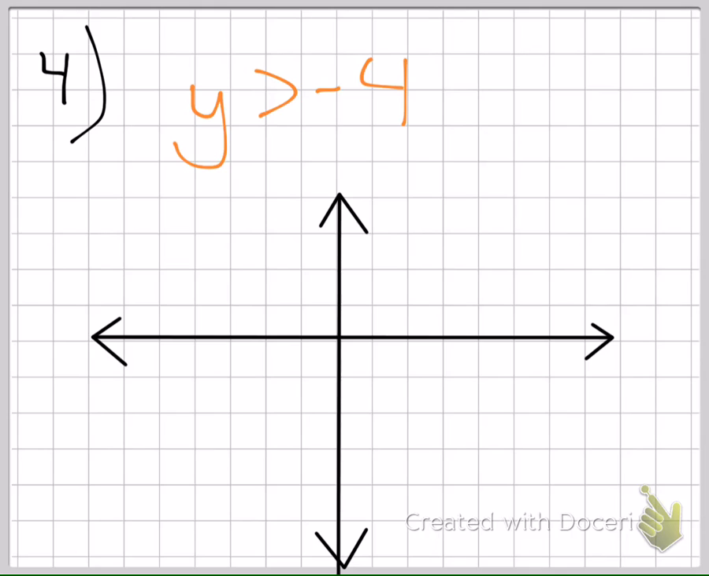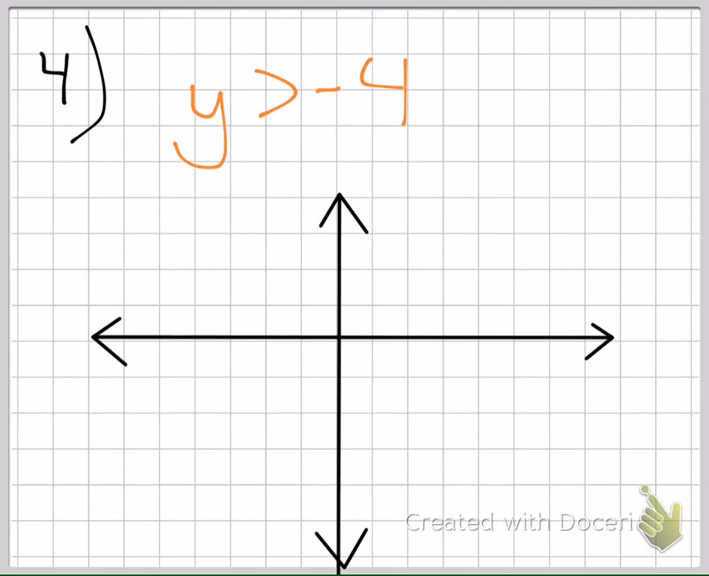Okay, is this in slope-intercept form? Yeah, it is. There just happens to not be an x here. And really, we could do this one on a number line, right? Because there's just one variable. But we're not practicing that today. So you could do this one on a number line pretty easily. You'd put open circle negative 4, it'd be everything to the right, right?